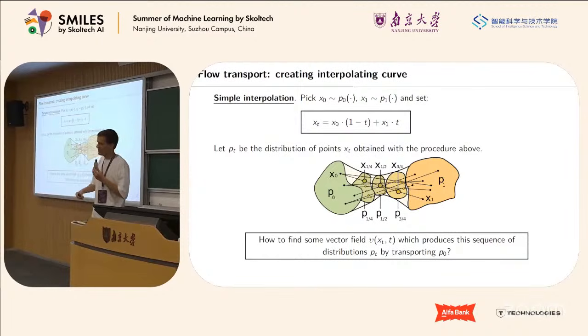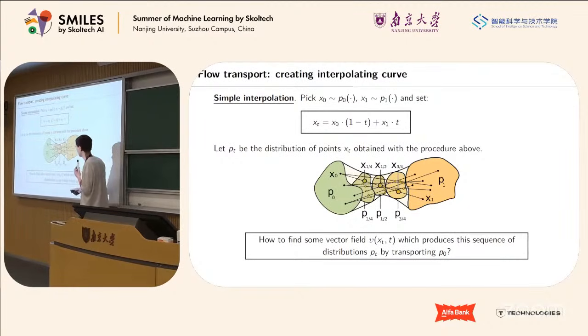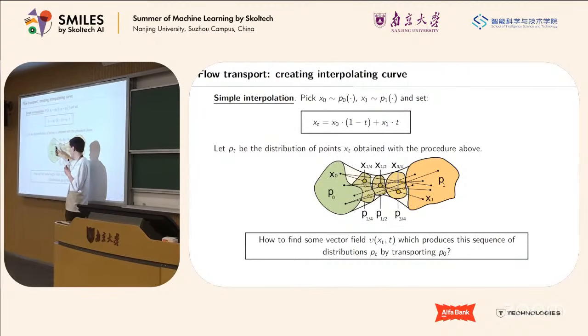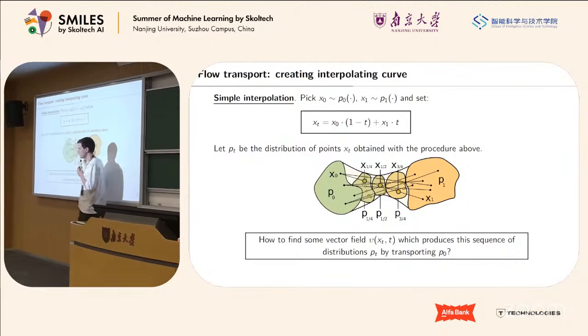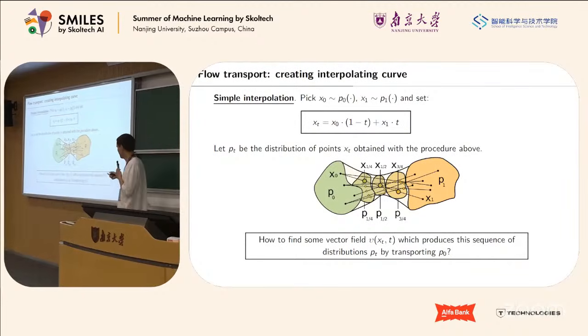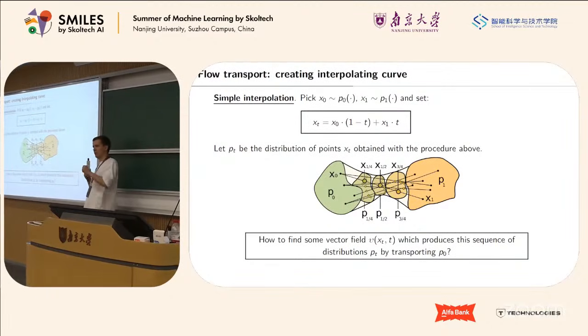It is kind of obvious that this sequence of probability distributions, which is the sequence of probability laws of these random variables xt, gradually interpolates from p0 to p1, because if you take the limit as t goes to 0 or t goes to 1, then obviously you obtain p0 or p1. So this is a very simple and straightforward way to construct an interpolation between two probability distributions, in the sense of a sequence of probability distributions.